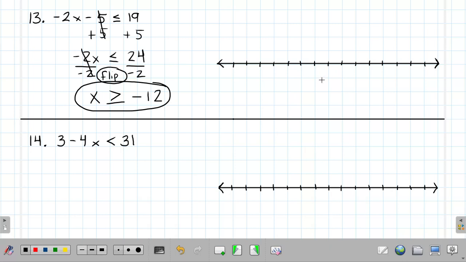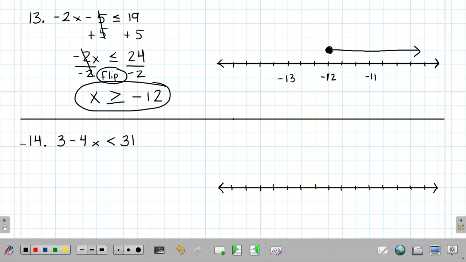And then same kind of thing. We go over here to negative 12. We have negative 11, negative 13, and so on and so forth. But here we're going to have a closed circle at negative 12 and our arrow, once again, pointing to the right, because we want numbers that are bigger than or equal to negative 12. So numbers like -11, -10, 0, any positive number.